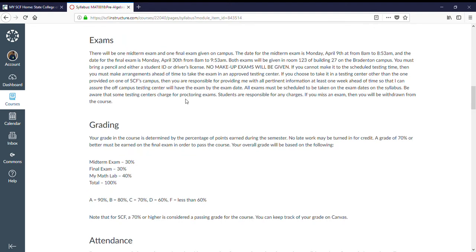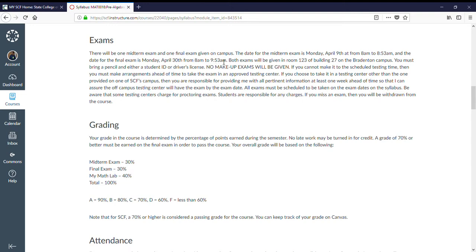Let's see, speaking of exams, there are 2 exams for this course. They have to be taken in person. They can't be taken online. There are 2 exams that must be taken, pencil and paper in person with a proctor, but you can take them on campus. The midterm exam is a 1-hour-long exam. It's scheduled for Monday, April 9th at 8 a.m. And there's a final exam that is scheduled for Monday, April 30th at 8 a.m.